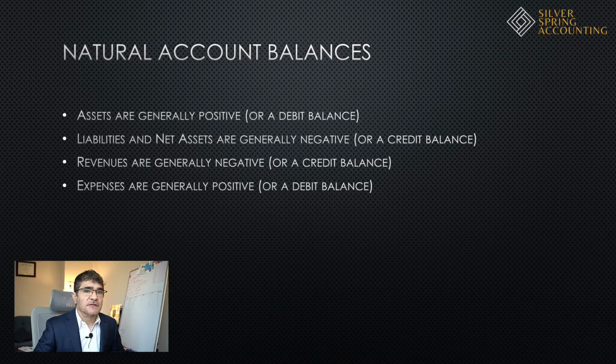So natural account balances are generally what you would expect an account type to be. Assets are generally a positive or debit balance. Liabilities and net assets are generally negative or a credit balance, as are revenues. Expenses are generally a positive or debit balance. And when I say negative and positive, remember, this is when we're looking at it in a single column, in its natural state, not formatted for financial statements.